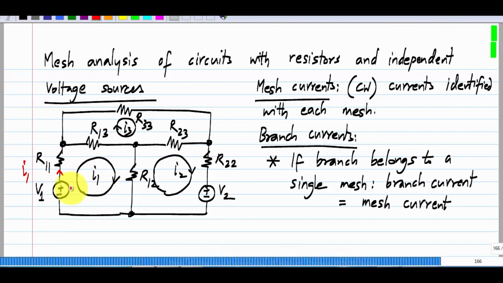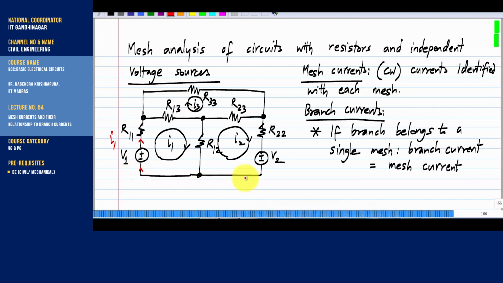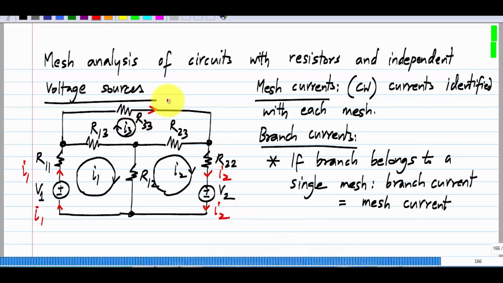Now I'll write each branch current in terms of those mesh currents. This is somewhat like taking node voltages and then relating voltages of each branch to the node voltages. So that is also I1, and here I2. You will take it in the proper direction. The current through R22 will be I2, and the current through V2 will also be I2. Similarly, the current through R33 will be I3 in this direction. The values of I1, I2 and I3 will be solved for later.